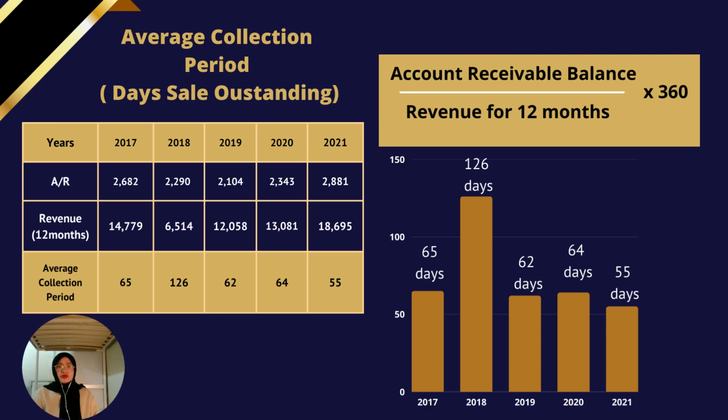Sime Darby also had its worst average collection period in 2018. This was attributed to a poor revenue value of RM 6514 million, which is the lowest revenue generated compared to 2017, 19, 20, and 21.